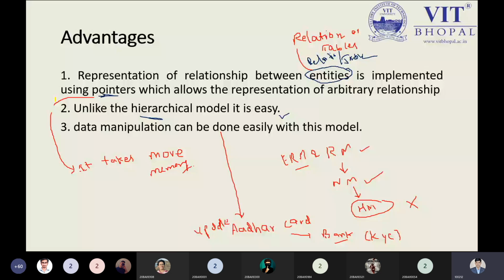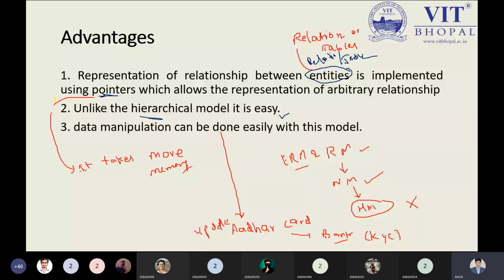Data manipulation can be done easily by this model, of course. Take the example I have mentioned here, the Aadhaar card. Why the Aadhaar card? The Aadhaar card keeps your biometric details, and it is maintained and represented in a different database. Now you connect this database to the bank or any other organization for security purposes.